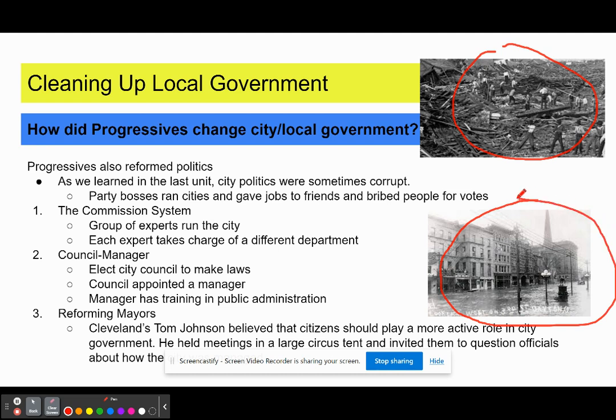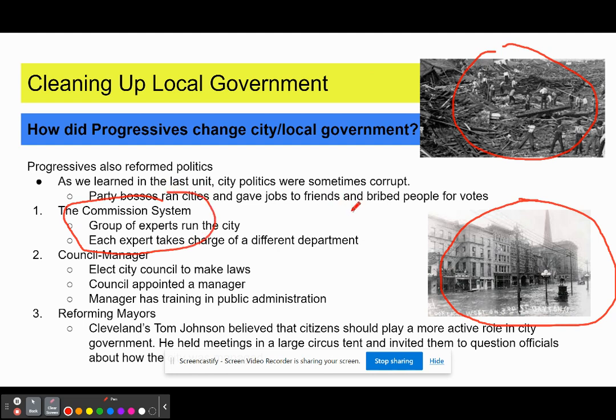One of the reasons why progressives said we need to change city or local government is that natural disasters happened, and the cities were not equipped to deal with something devastating. I mean, there's nothing left in Galveston, Texas. So there was a huge relief try in Galveston to help the people, and it was completely botched. The rebuilding job was so badly done that the Texas legislature appointed a 5-member commission of experts to take over, and that is how the commission system was born.